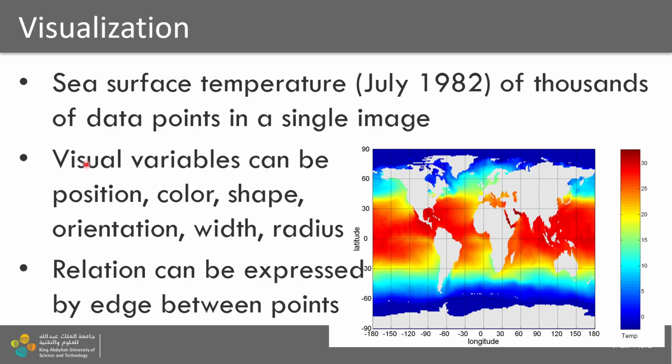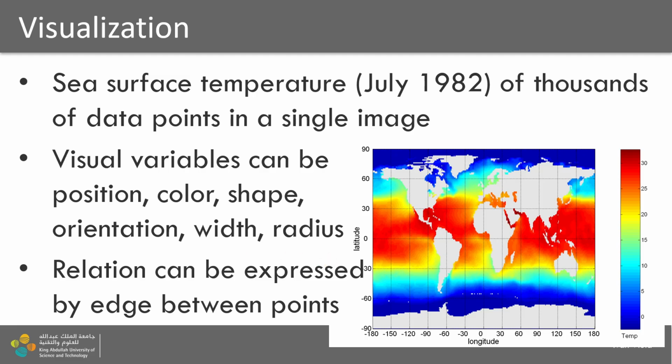But visualization can utilize not only color as a visual variable, as we call it, mapped to the attributes, but also position. We can encode something by position, by shape, and by orientation, width, or radius. We will see some of these in the next visualization examples.